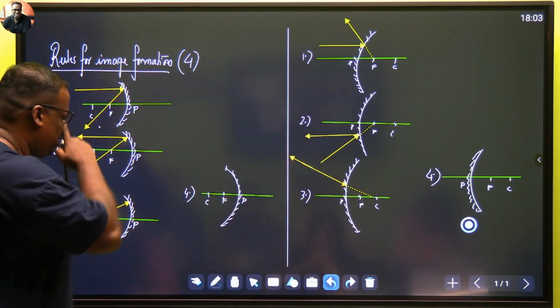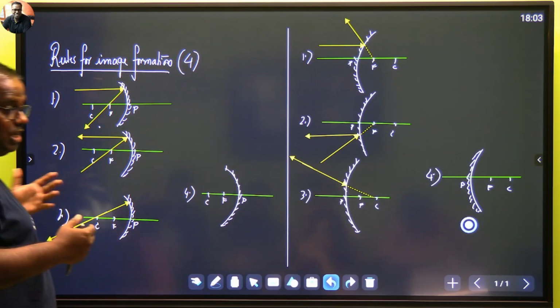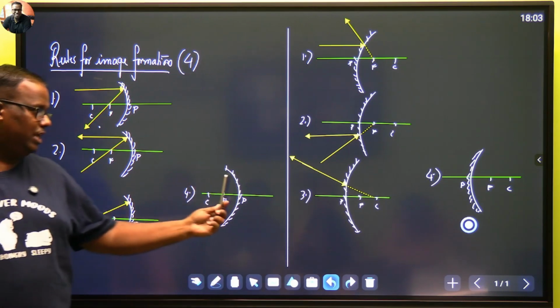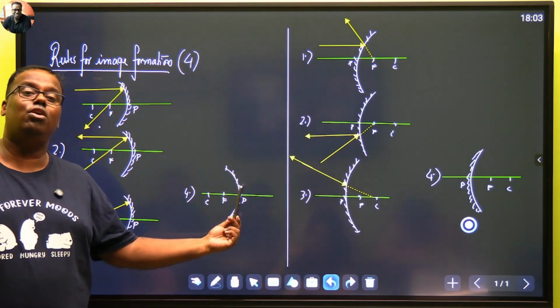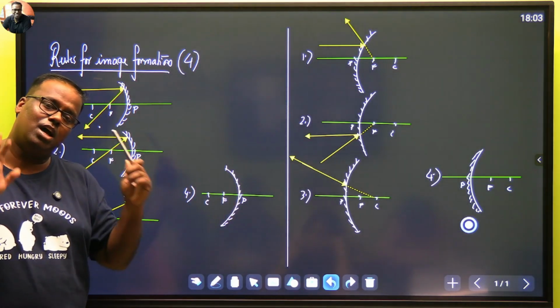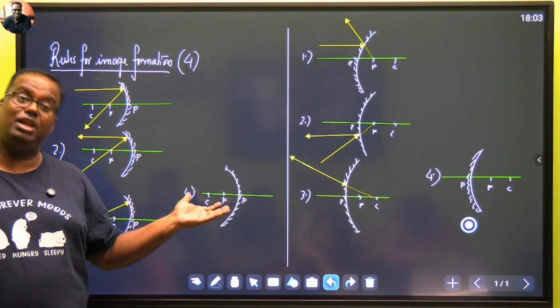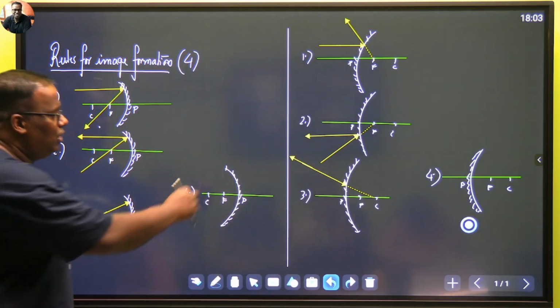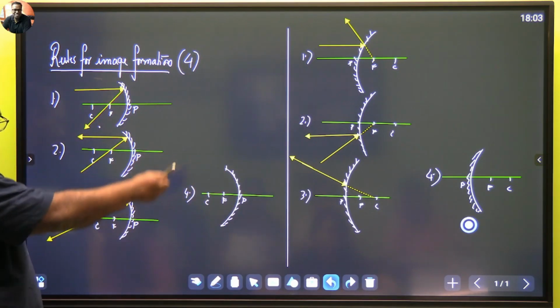Right? The fourth one is very easy. The angle of incidence at the pole is always equal to the angle of reflection. Now, why do we say like that? At the pole, it is like a tangent. If it is a tangent, it's like a plane mirror. So the laws of reflection are valid. You'll say, sir, is the law of reflection not valid for a spherical mirror? It is valid. At every point, the law of reflection is valid. Just draw the tangent and the normal should be perpendicular to the tangent.